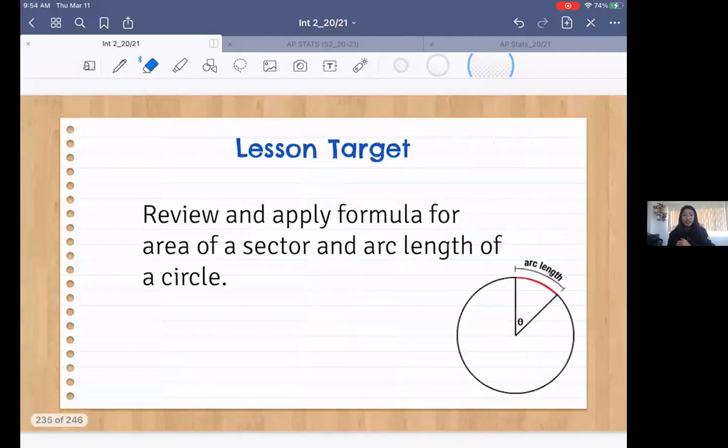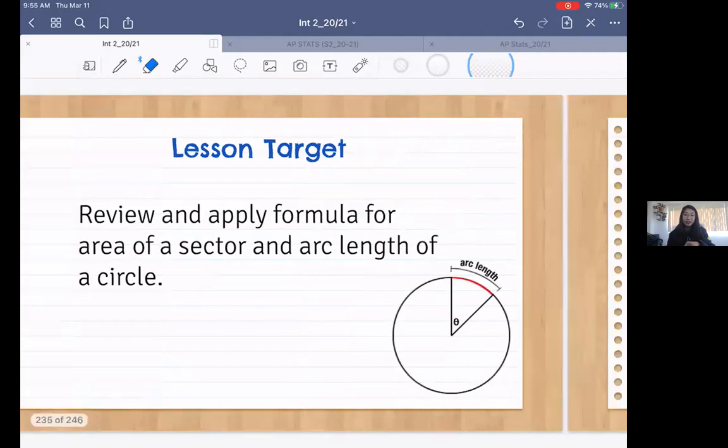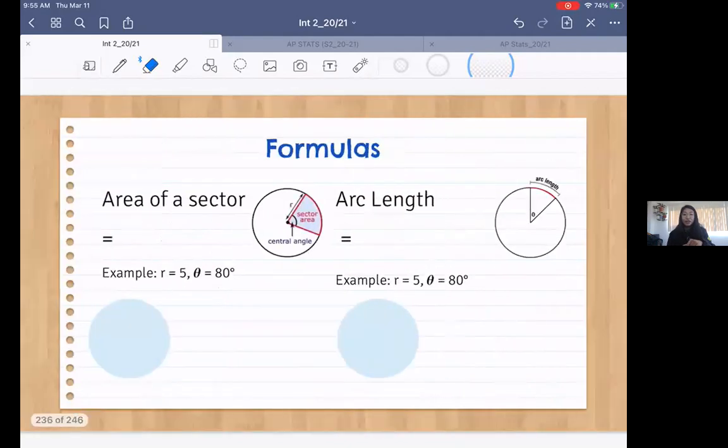So our lesson target for today in this video is to review and apply formulas for area of a sector and arc length of a circle. So I'm going to first start off by going over some of the formulas. So area of the sector is, again, a portion of the circle. So we're not talking about the whole thing. So just make sure you remember that it involves a fraction in this problem.